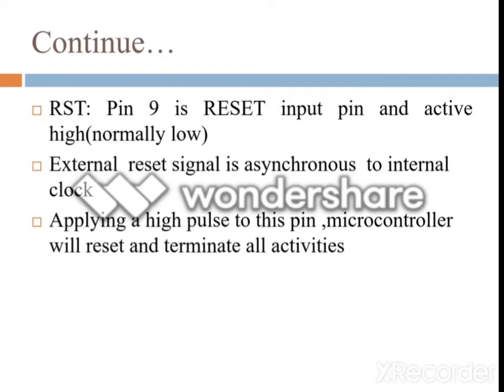When an external reset signal is asynchronized to the internal clock, at that time this pin is required high. Applying a high pulse to this pin, the microcontroller will reset and terminate all activities.